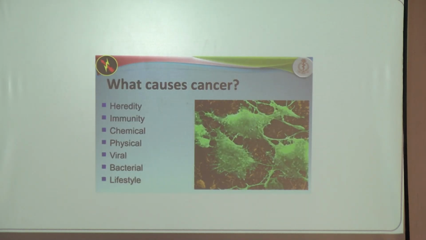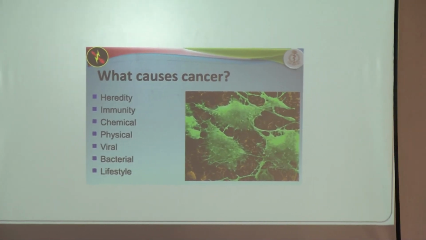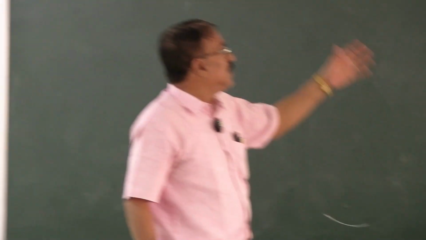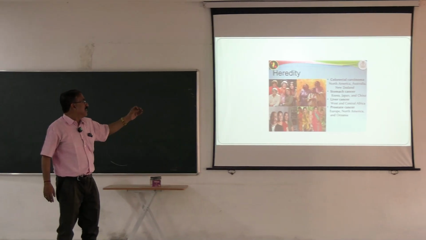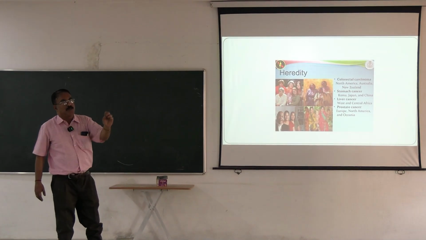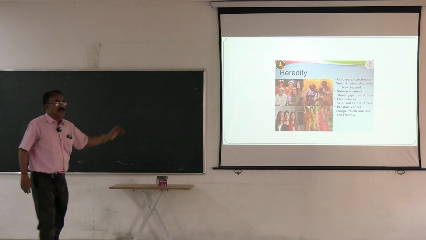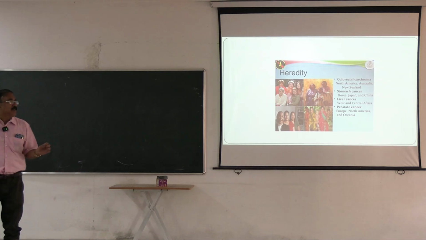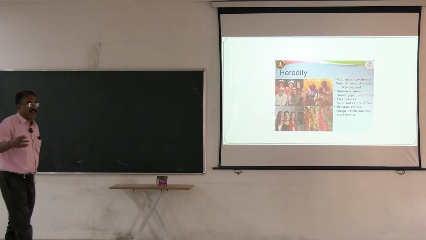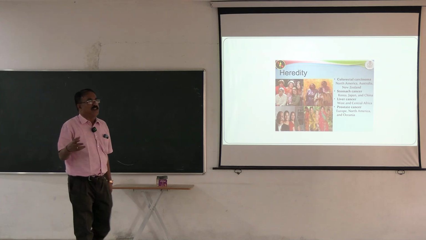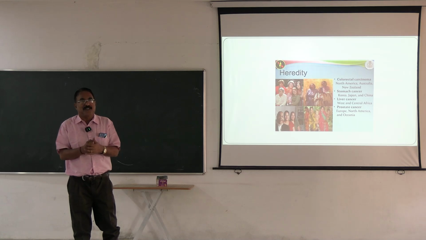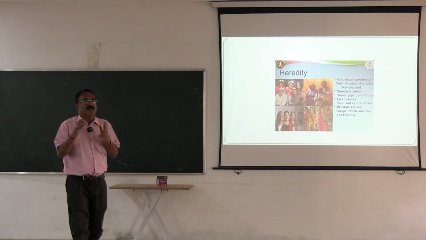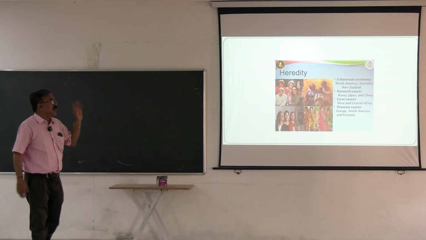So what are the causes of cancer? Again, hereditary, immunity, chemical, physical, viral, bacterial, lifestyle. So hereditary: some countries, some nations, some people have a particular predisposition to some cancer. For example, colorectal cancers are very common in North America, that's USA, Canada, Australia, and New Zealand. In the USA, in fact, every year over the age of 40, you're supposed to undergo, if you have health insurance, as part of the insurance, a colonoscopy to check whether you have colorectal cancer.